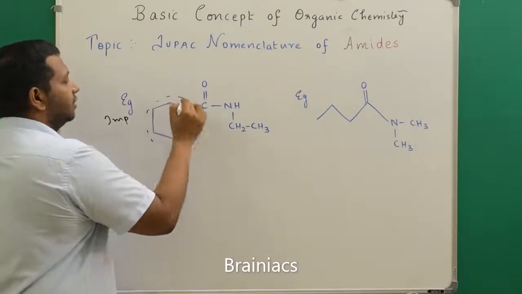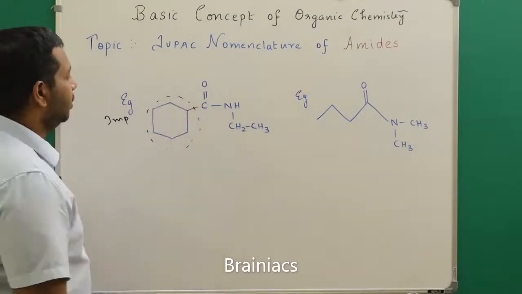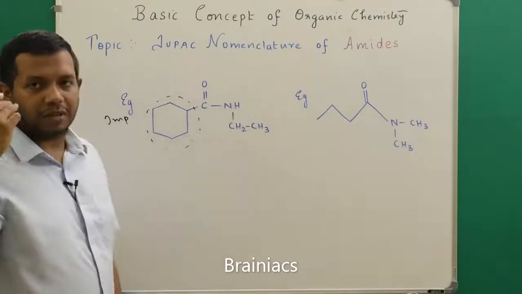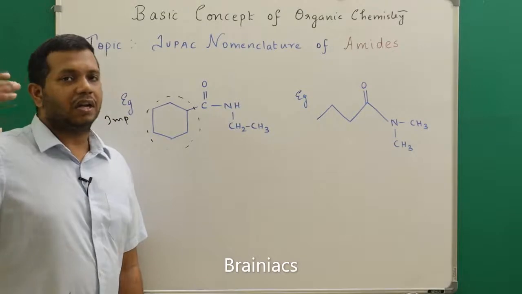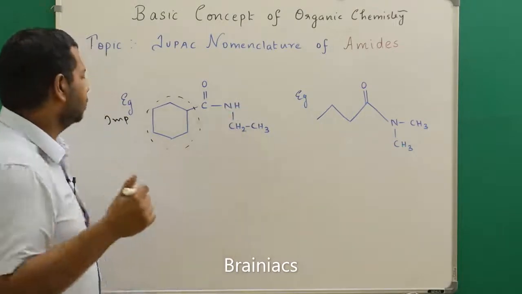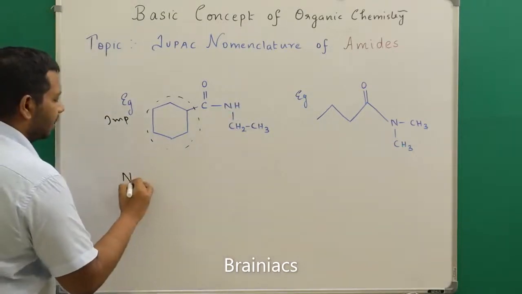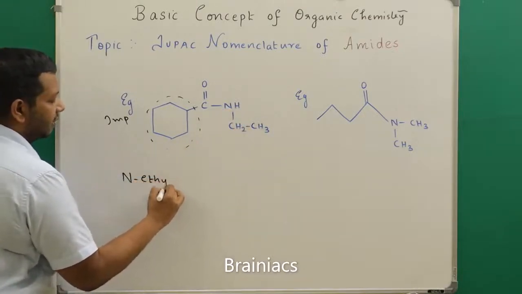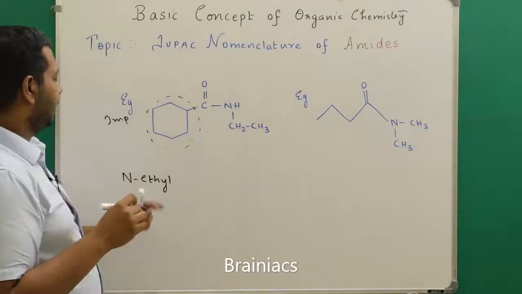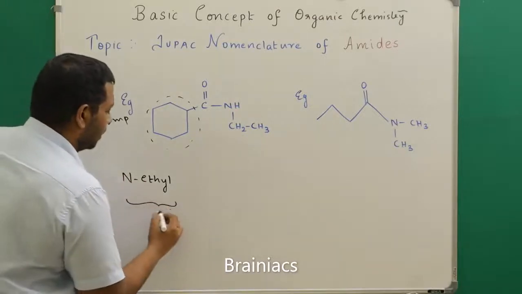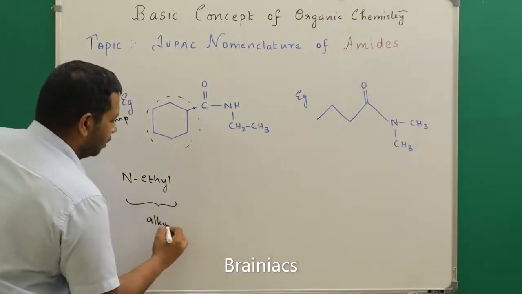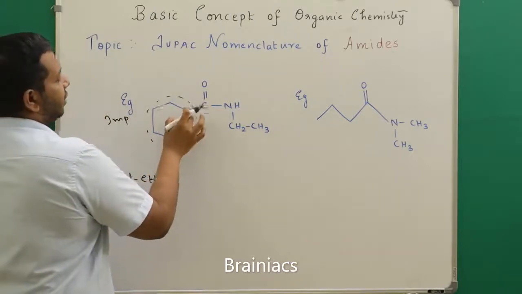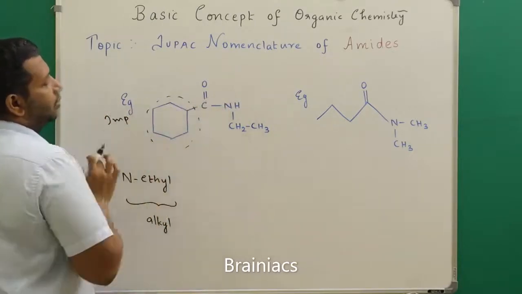So in this case, the cyclohexane is the parent carbon chain. So I know that, again, H is replaced by one alkyl group. So first I will say alkyl, then only alkanamide will come. So alkyl means what will come here? N, correct, hyphen, who is the substituent? Ethyl. So I can say N-ethyl. So the alkyl part is over. Now we know how to name this compound. This carbon atom is not included in the parent carbon chain.